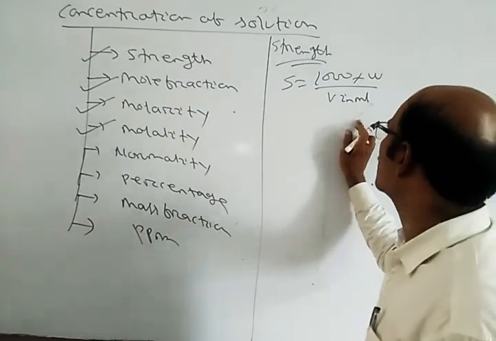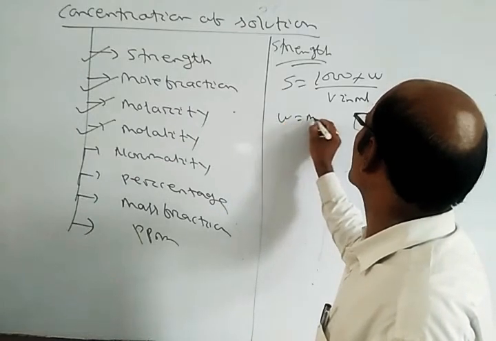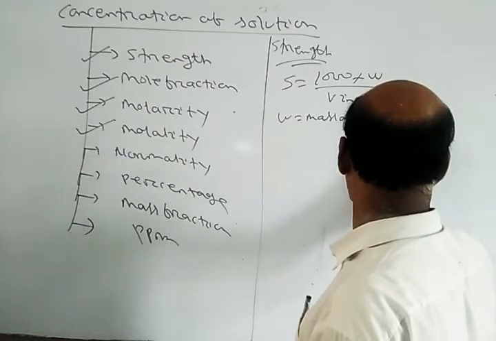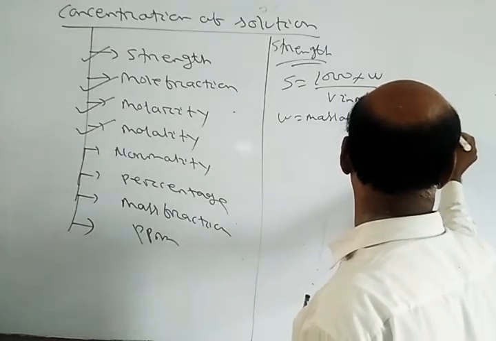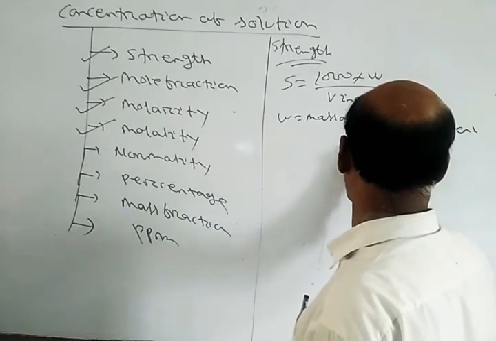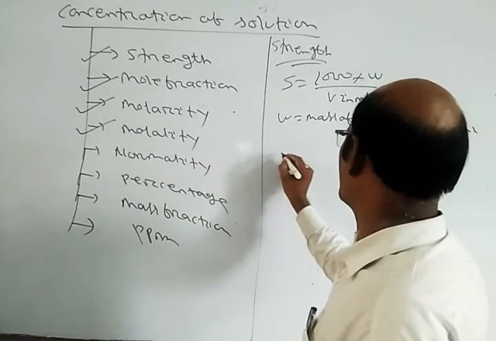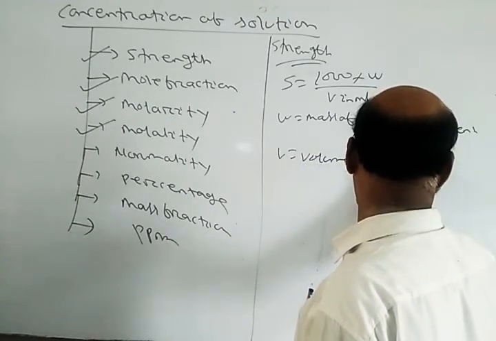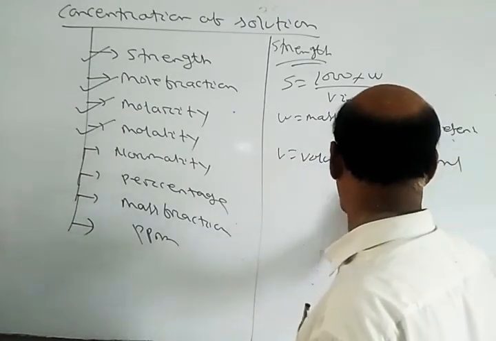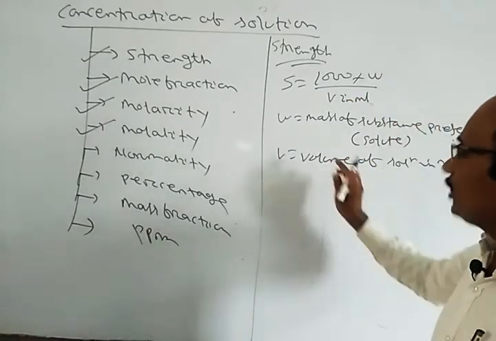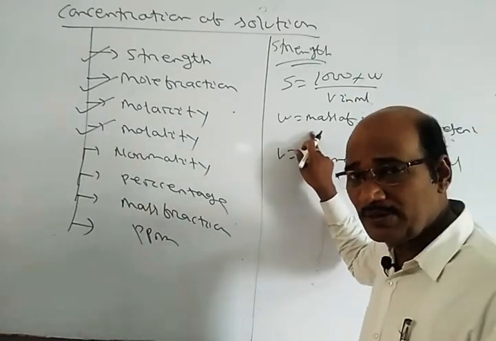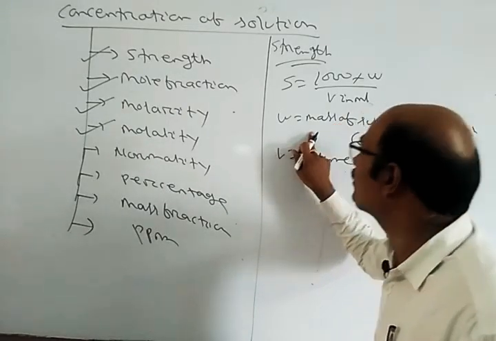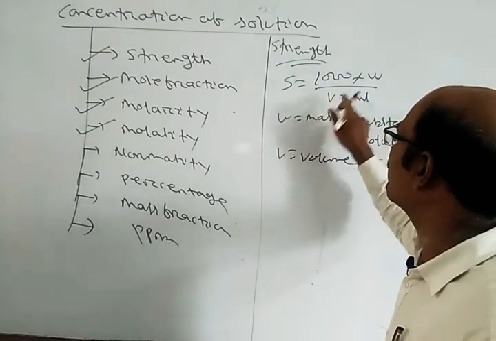That means W is the mass of substance present, or you can say the solute, and V is the volume of solution in ml. So if W gram of solute is present in V milliliter of the solution, then the strength of the solution is given by S equal to 1000 W by V in ml.